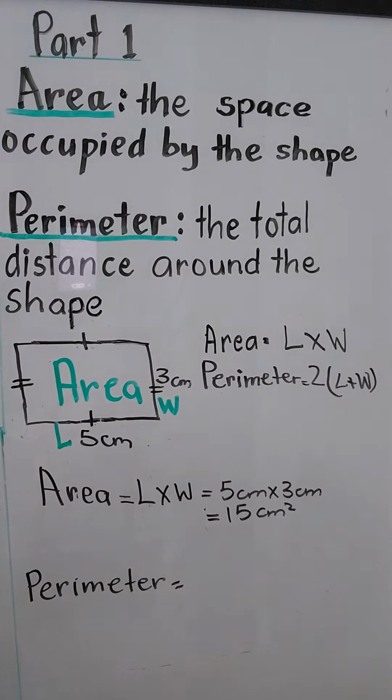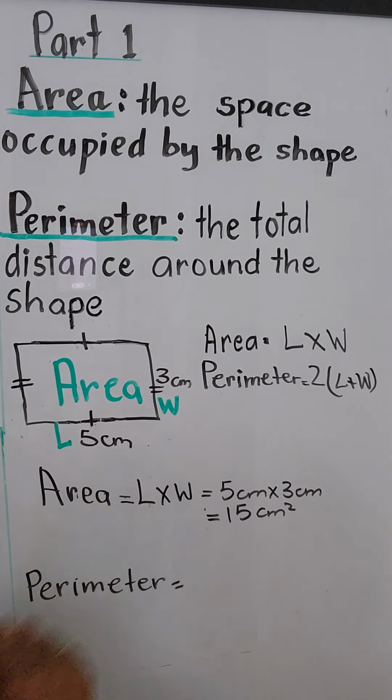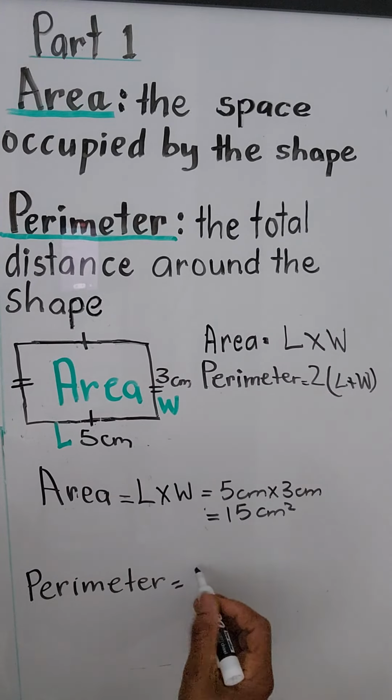Now the perimeter of a rectangle is 2 times the length plus the width. So we have 2 lengths, which is the same measurement, and we have 2 widths, which is the same measurement. So it's length plus width multiplied by 2, that is 2 times length plus width. So let's go ahead and find the perimeter of this rectangle.